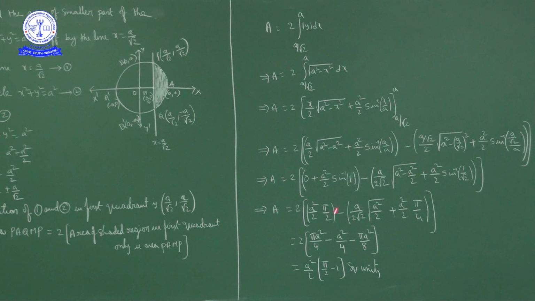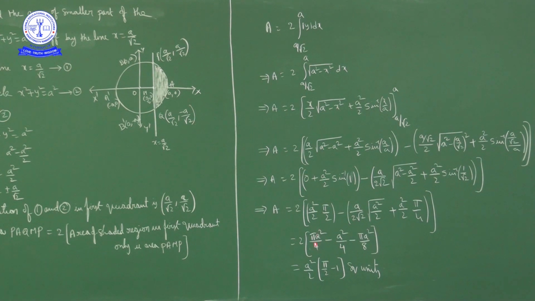Now here sin inverse of 1 is how much? Pi by 2. So a square by 2 into pi by 2, minus here a by 2 root 2. But this is how much? Square root of, if you take the LCM, 2a square minus a square by 2, okay, under root a square by 2, plus a square by 2 into sin inverse of 1 upon root 2, which is pi by 4. Okay, so this is pi a square by 4 minus here a, root of a square is a, into a square upon 2 root 2 into root 2, 4, minus pi a square by 8.